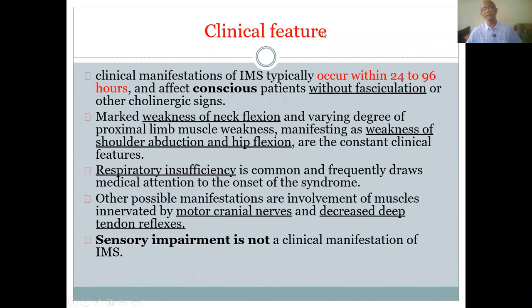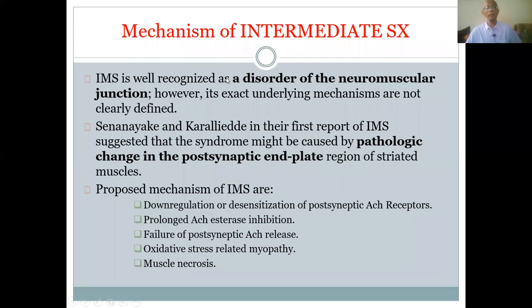So, in this group of patients, you will see only the weakness, marked weakness of the ocular muscle, upper limb muscles, even the respiratory muscles. But there is no fasciculation or other cholinergic features, and there is no sensory impairment. Mechanism of intermediate syndrome is recognized as a disorder of neuromuscular junction. However, its exact underlying mechanism is not clearly defined.